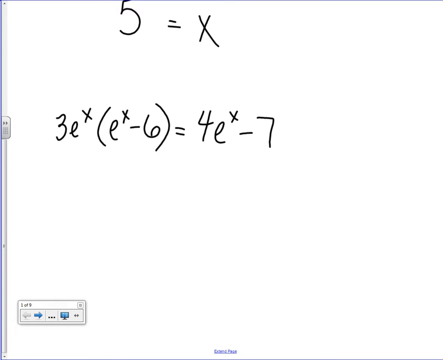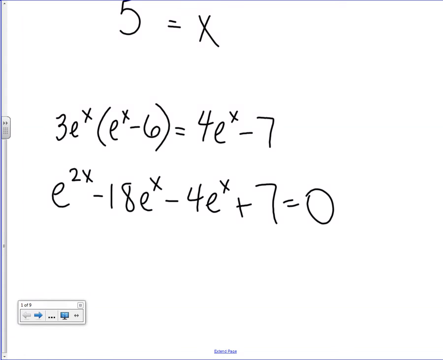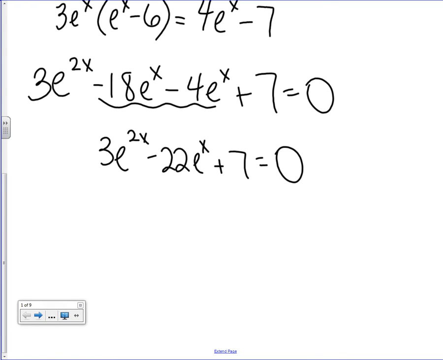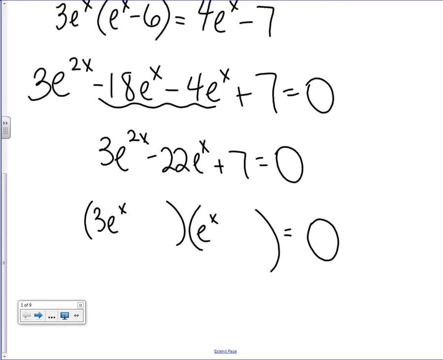Okay, so did you distribute first? Okay, so this will be e to the 2x minus 18e to the x minus 4e to the x plus 7 equals 0. Is that okay? I moved them all over? You're right, should be 3. Is that okay then? I'll put these together to get -22. And then what did you do? You factor it? Yeah. So did you say 3e to the x and e to the x? And then you should have a 7 over here and a 1 right here, and then minus minus.